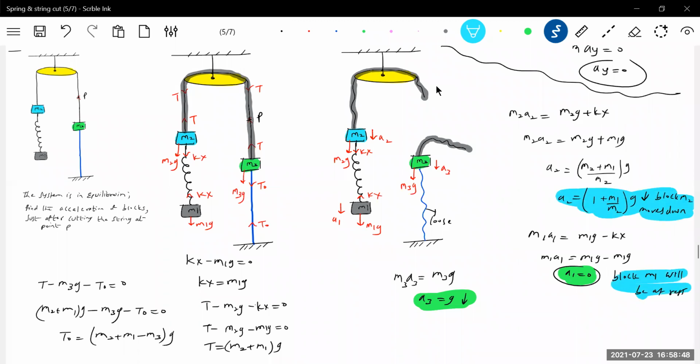These are just some conclusions. So block M3 will move down. Block M2 will exert force on the spring. Its weight is acting, spring force is acting. Nothing. Don't think like this. Block M3 will move down. Okay, new things don't introduce, at least.